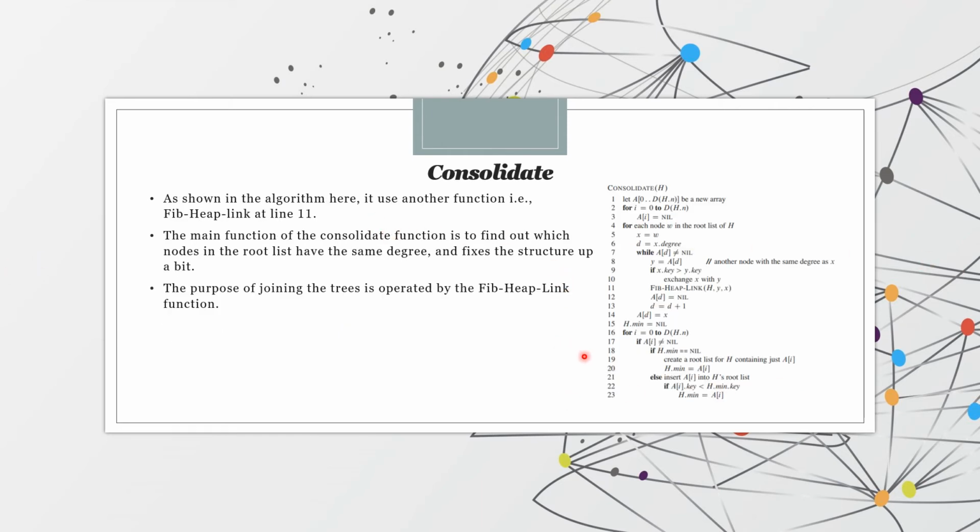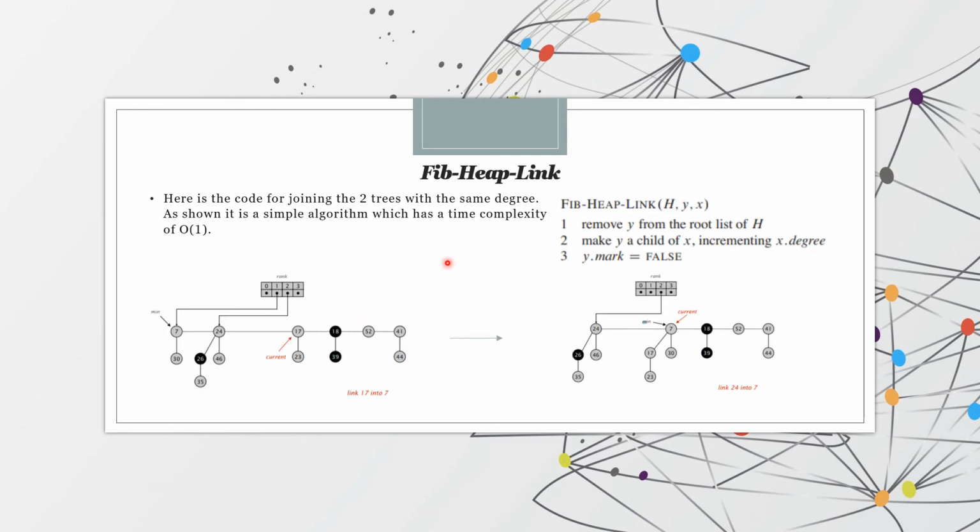As shown in the algorithm here, it uses another function, that is fib heap link. The main function of the consolidate function is to find out which nodes in the root list have the same degree and fix the structure a bit. The purpose of joining the trees is operated by the fib heap link function. Here is the code for joining the two trees with the same degree. As shown, it is a simple algorithm which has a time complexity of big O of 1. And this is a representation of how two trees of same degree are combined.